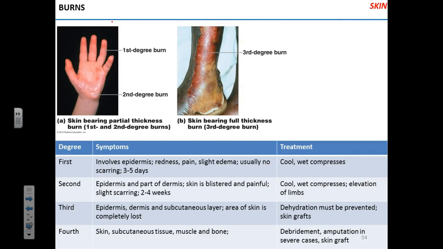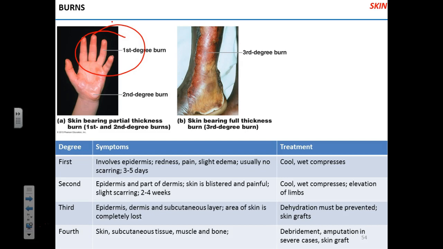Now, burns. Well, I'm not going to tell you what causes burns. There are 4 degrees. The first degree burn, which you can see here, pretty much involves only the epidermis. Okay? Dermis is not affected. It's red, painful, may have edema, may not have edema. Lasts for 3-5 days and you're fine. No specific treatment required. Cold. That's it. Really.